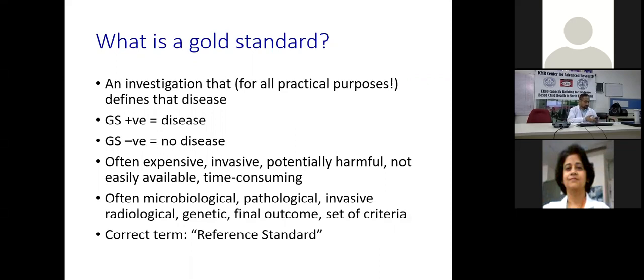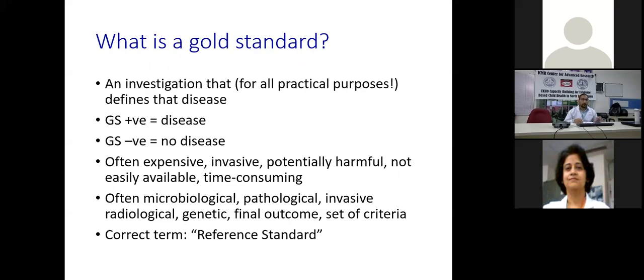So for instance, there could be researchers who might take the overall course of the illness as the gold standard for sepsis, or it could be a set of criteria. So in pediatrics, the modified Jones criteria, for instance, is a typical example of the gold standard for the diagnosis of rheumatic fever, because there is no other laboratory test or pathological test that tells you that the patient is having rheumatic fever. Microbiological tests are usually cultures or PCR. Pathological tests are usually biopsy, histopathology, and so on.